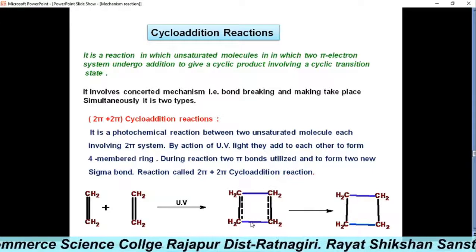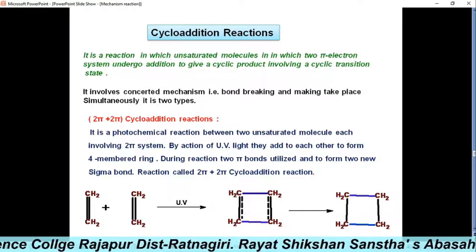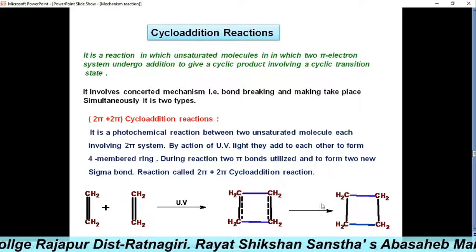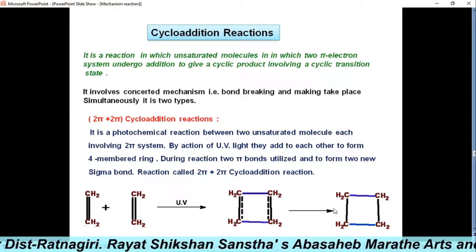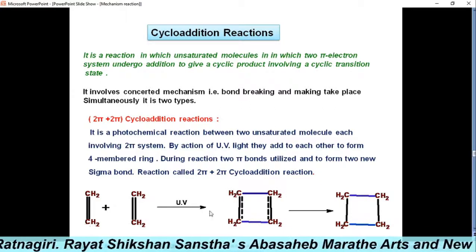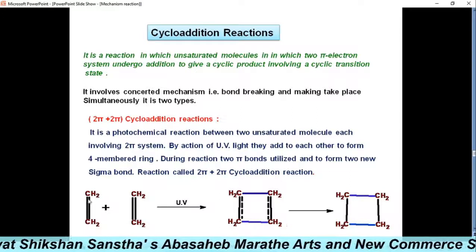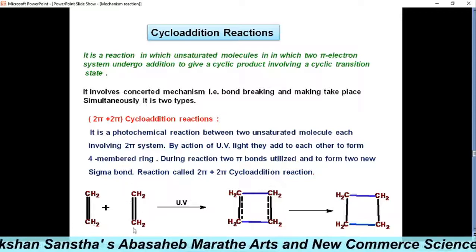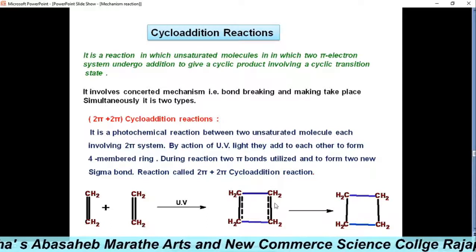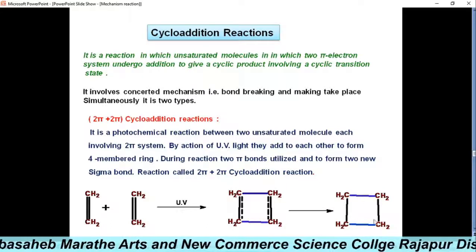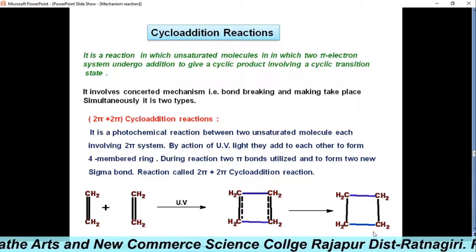Since the reactant contains a 2 pi electron system, the reaction is called a 2 pi plus 2 pi cycloaddition reaction. Why is it a 2 pi plus 2 pi cycloaddition? Because this is 2 pi and this is also 2 pi. So a 2 pi plus 2 pi cycloaddition reaction gives the product having two new sigma bonds. This is one sigma bond and this is another sigma bond.